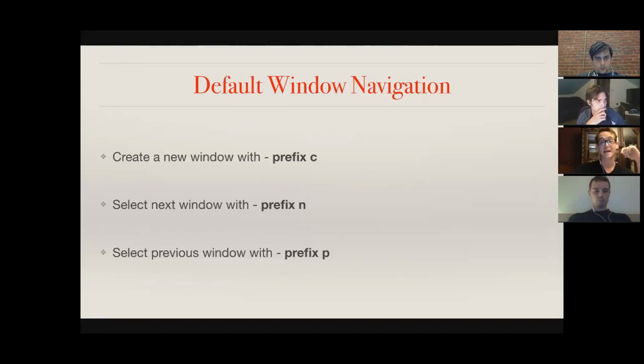And windows are like tabs. So it's a little bit of a different naming convention, but windows are like separate tabs that you would use in a regular terminal or Sublime Text or something like that. So you can create a new window with prefix C and go to the next window with prefix N and the previous with prefix P. So it's all pretty easy once you get the hang of putting in the prefix key and then going into the next command.